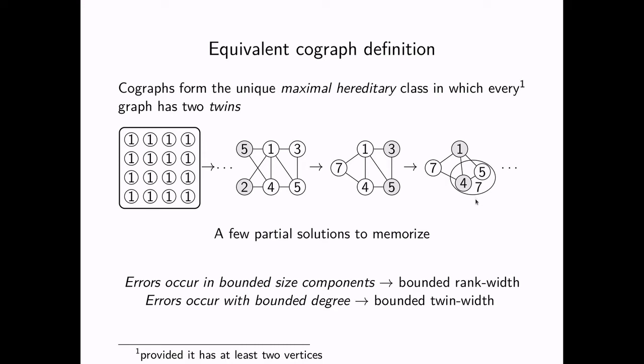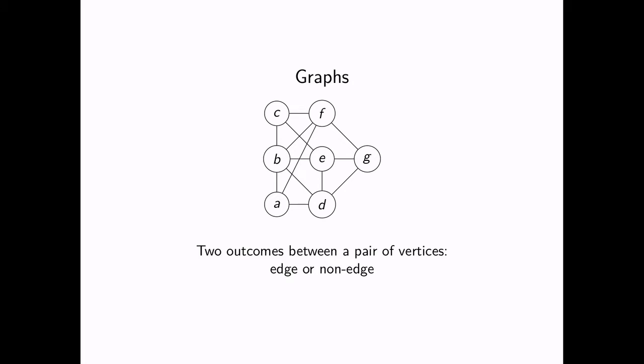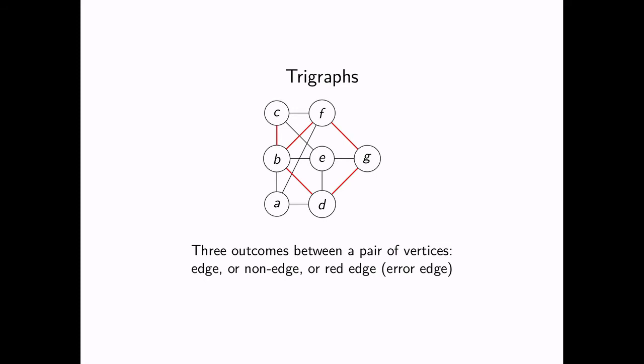And anticipating the definition that I will now give of twin width, if you make the error more precise so that you can talk about the error graph, twin width will be linked to the bounded degree of the error graph. So now maybe the definition of twin width will make more sense, but we have to move from graphs to trigraphs, where in addition to the normal edges and non-edges, we have special edges. They will always be in red. There are error edges saying there is at least one edge and at least one non-edge between those two subsets.